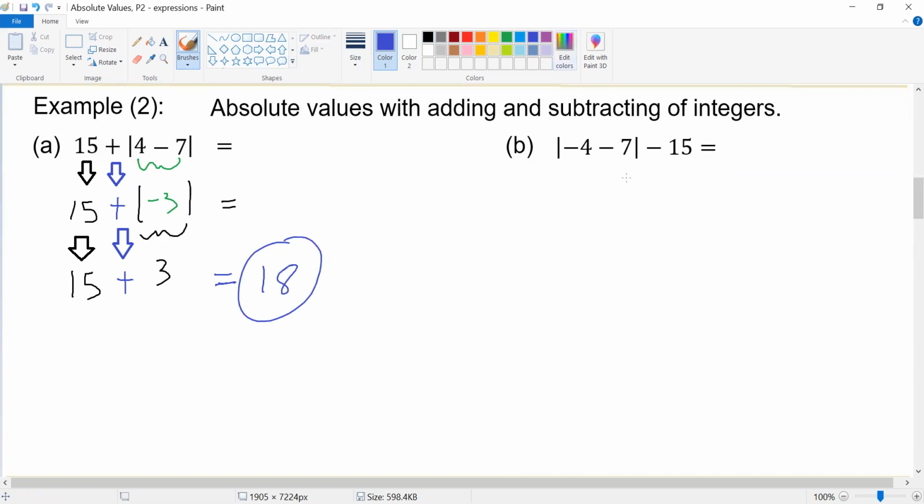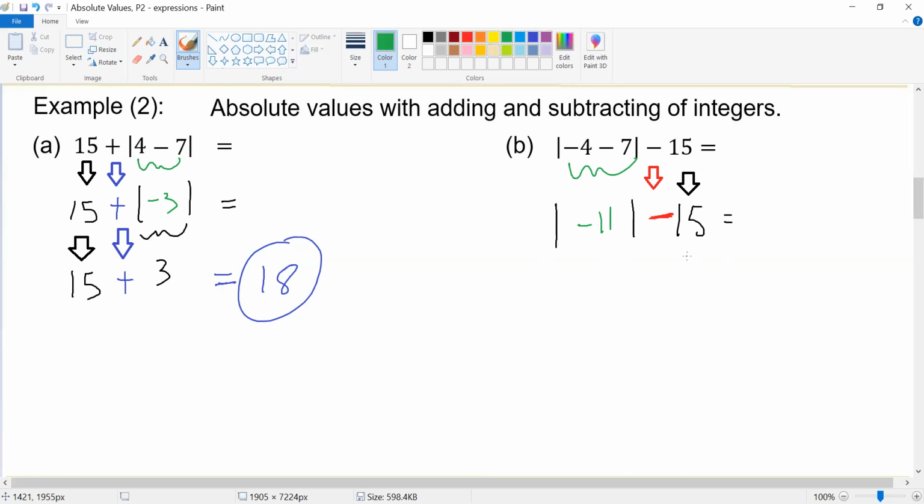In part B, we have to worry about negative values and absolute values. So first we take care of the absolute values again. We have negative 4 minus 7, which gives us negative 11 inside of absolute values. But we want to carry down the subtraction symbol because we haven't done any subtraction yet, and then bring down our 15. So we now have the absolute value of negative 11 minus 15.